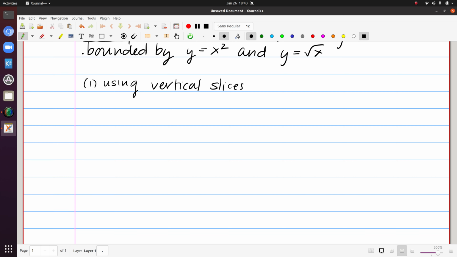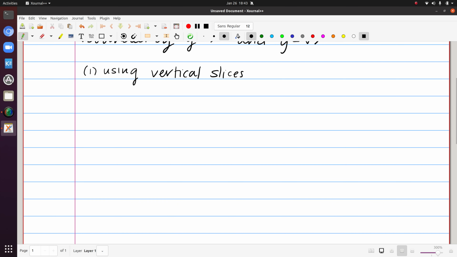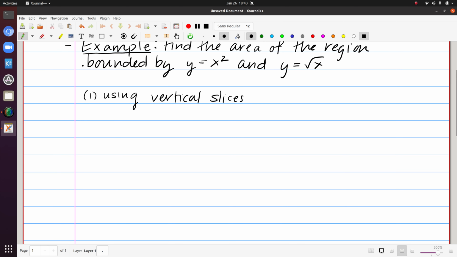And here, when I'm talking about slices, of course, that's referring to the Riemann sum. We want to find it exactly, so I do want to use an integral, but this is now telling me that I'm going to be integrating with respect to x. So you can think about we're cutting perpendicular to the x-axis in order to get vertical slices. First of all, I do need to know the relationship between these two graphs in order to decide which to subtract from the other.